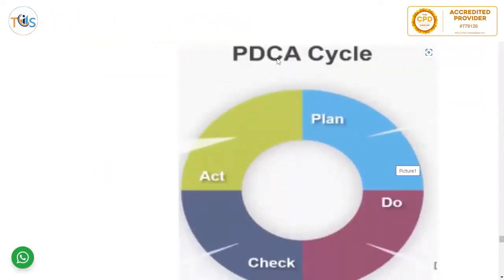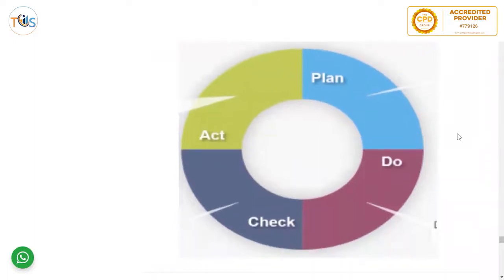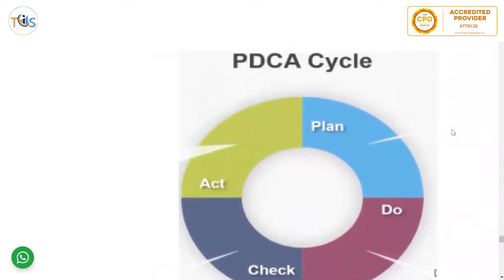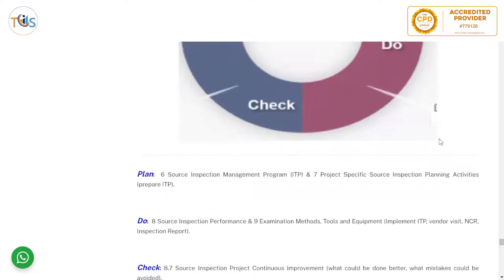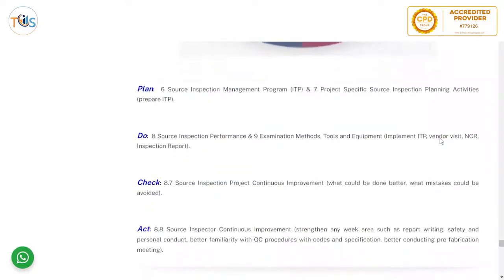Plan, do, check, act: the PDCA cycle. For any activity you do, you first plan it, then do whatever you planned, and then check what went wrong, what could be done better, how you could improve. Then revise your plan or act upon it, come up with a new or revised plan, and then do it again. This is a continuous process. PDCA: plan, do, check, act.